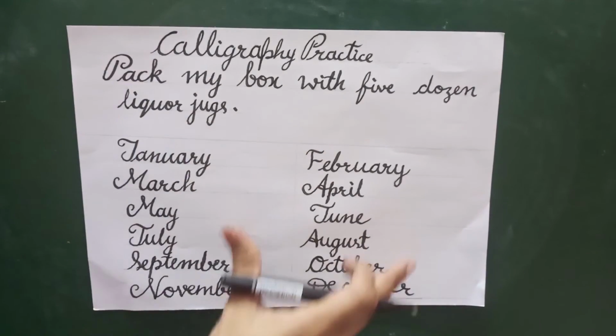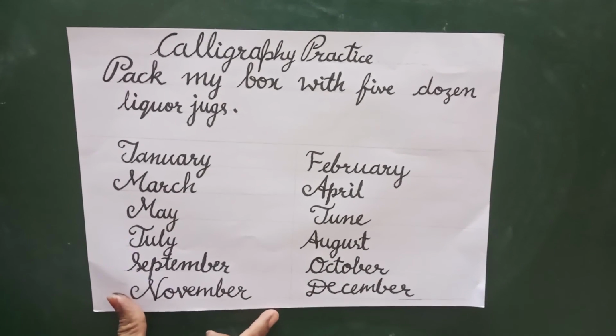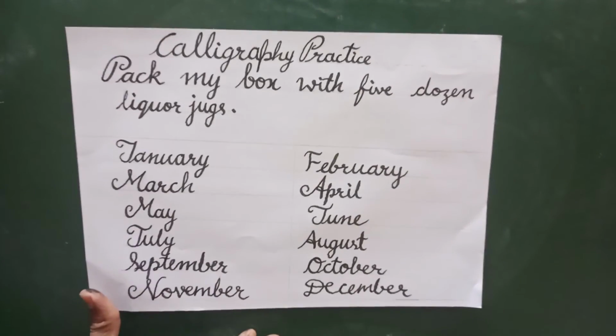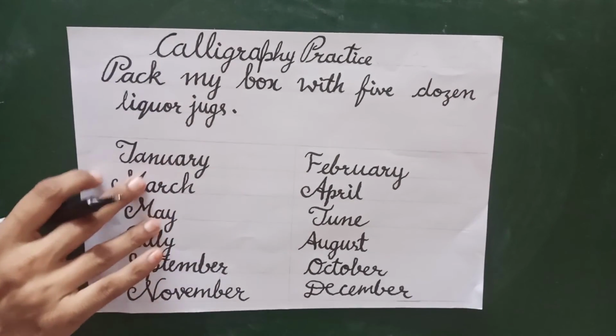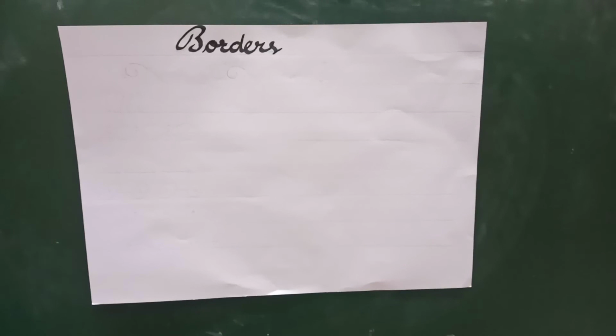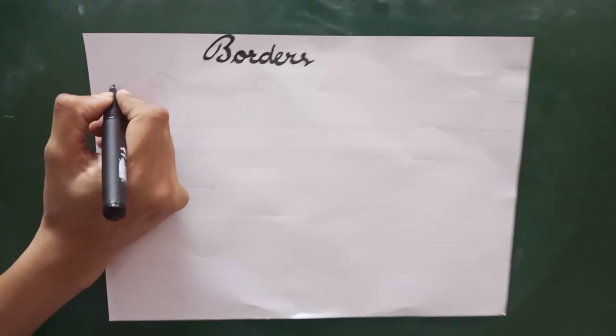Like this, you can do practice week name and your favorite words. Okay, now we learn borders. For border, we use 3.0.